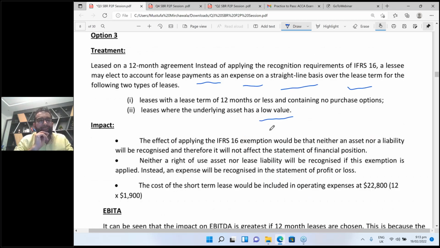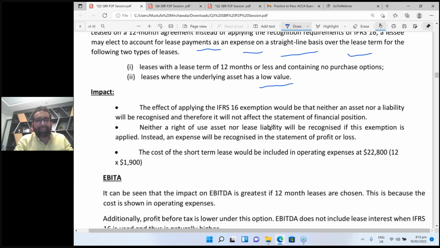Listen, the effect of applying the IFRS 16 exemption would be that neither an asset nor a liability will be recognized. If you apply the exemption, then no ROU, no lease obligation, nothing in the statement of financial position, neither a right of use. Instead, an expense will be recognized in the profit and loss.